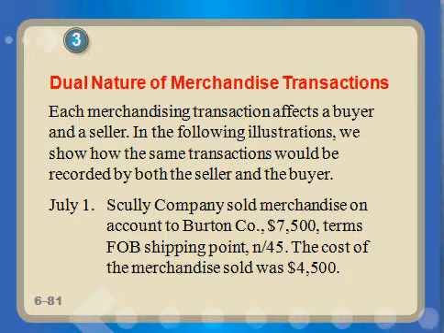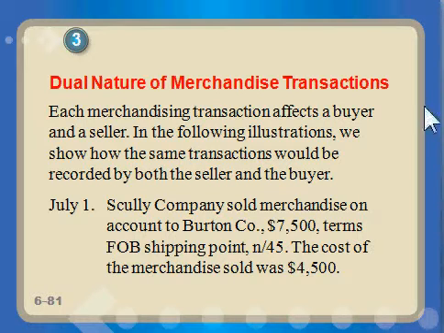So our seller is Scully Company, and they sold merchandise on account to Burton Company for $7,500, and the terms are FOB shipping point, which means who's going to pay the shipping. FOB shipping point means free on board shipping point, so that means your buyer is going to actually pay the shipping, and they're going to give them net 45 days. And it says the cost of merchandise sold is $4,500.